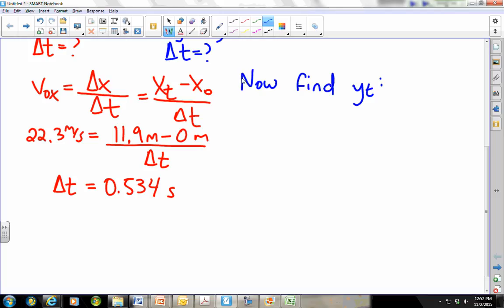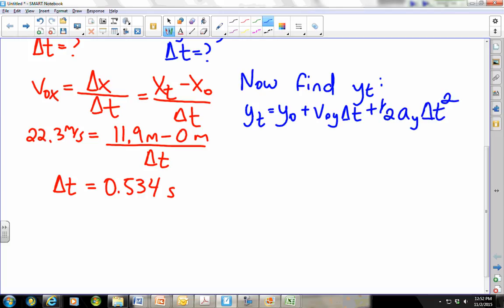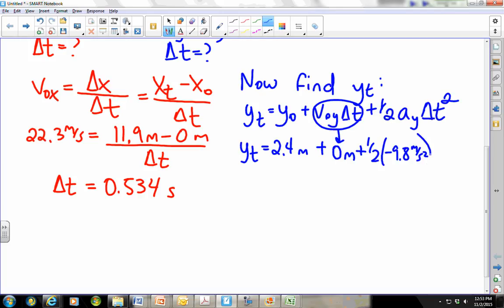Okay, here's your formula from your formula card, just with y's instead of x's. And remember, the ball starts off at 2.4 meters above the ground. And then because the velocity in the y direction initially is 0, this whole thing is 0. 0 times time is 0. Plus add on your displacement because of gravity.